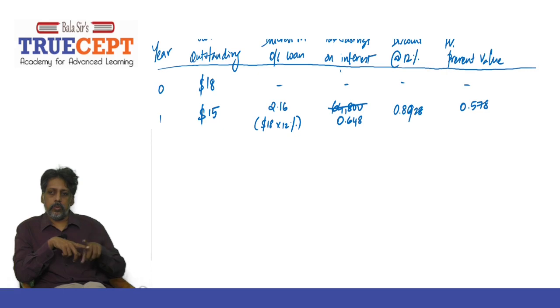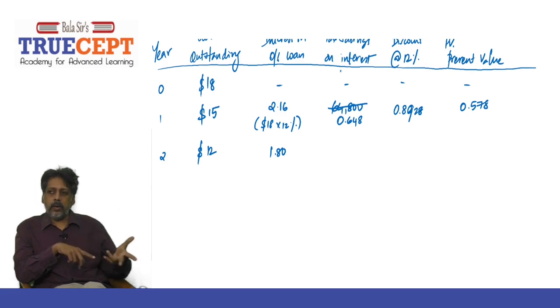Let's go to year 2. Year 2, what is the loan outstanding? Out of 15 lakh, another 3 lakh will be repaid. So 3 lakh, 12 lakh. And so 12 lakh will be the balance. And interest will be for second year on 15 lakh, right? Yeah. On that, 12% is 1.8 lakh.